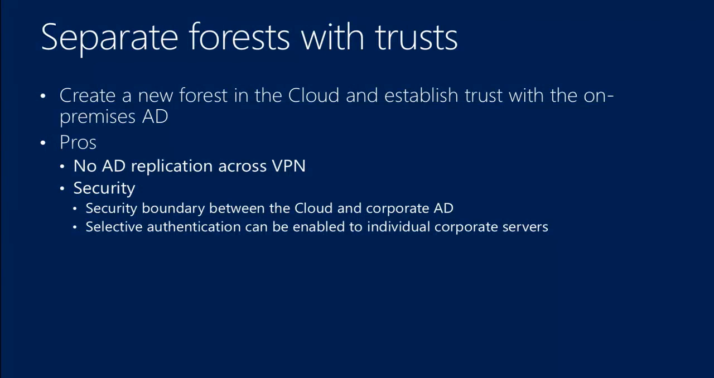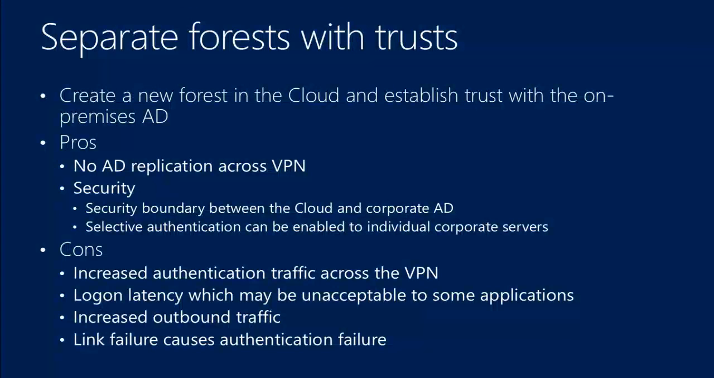That would be another pro, if you like. Cons: increased authentication traffic across the VPN, potentially log-on latency. So if you put a DC up there to solve the log-on latency problem by doing this method, you've still got the log-on latency problem. And then you've got increased outbound traffic. There's going to be outbound traffic from the cloud, and it's the outbound traffic you charge for. And if the link goes down, your authentication fails.